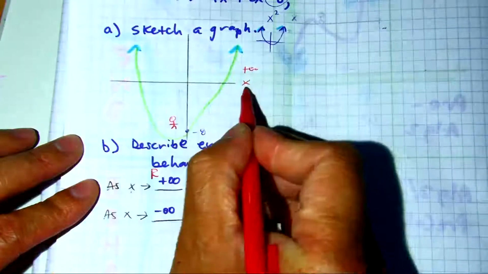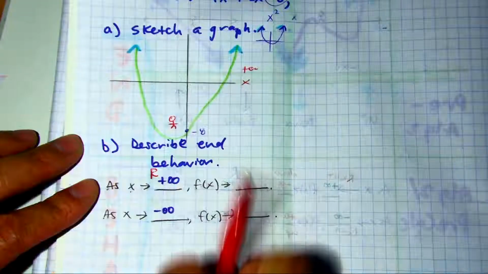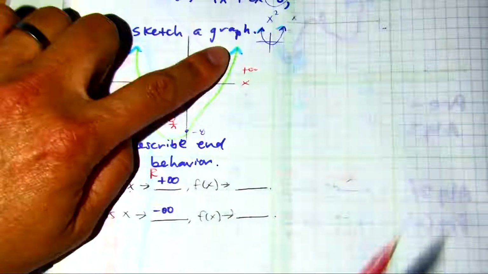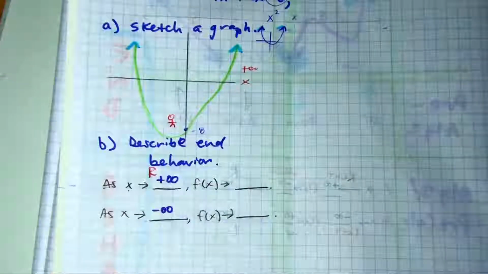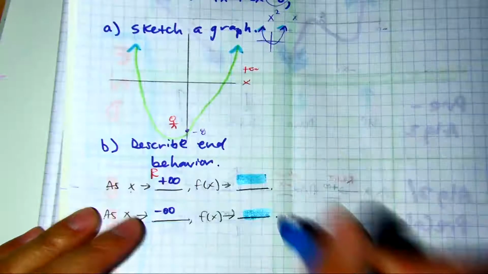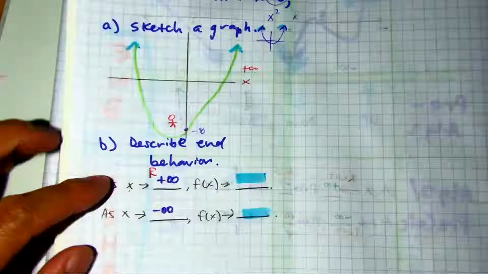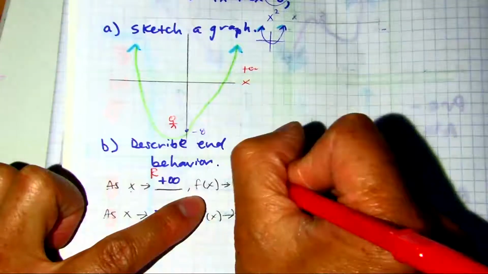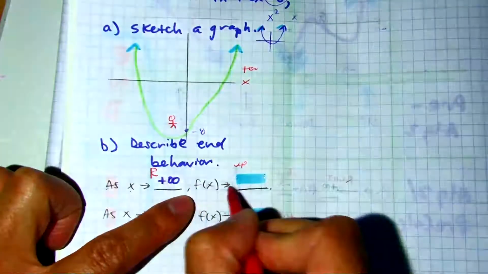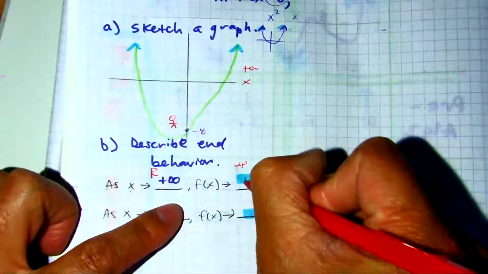What happens to our graph? Where does it go, class? I'm just looking for the arrows. So blue, look for the arrows. Blue, see? Look for the arrows. What happens to our graph? Up. f of x approaches what? Positive infinity.